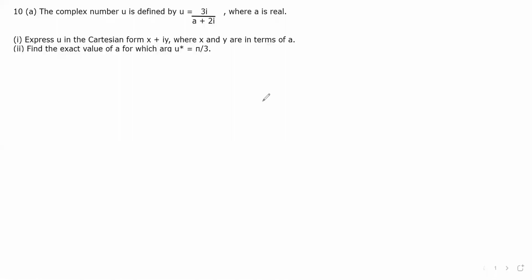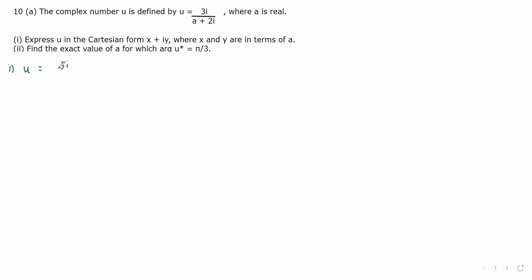We discussed question 10 of A-Level Pure Mathematics 3, paper 3, in May or June of year 2020. We are given a complex number u equals 3i over a plus 2i, where a is real. And for part 1, we need to express u in the Cartesian form x plus iy. That would be the simplest form of a complex number.